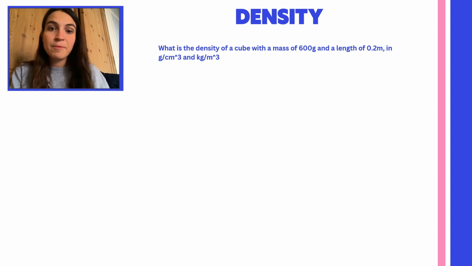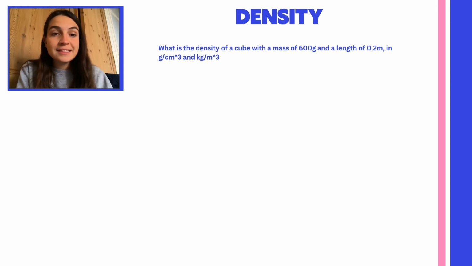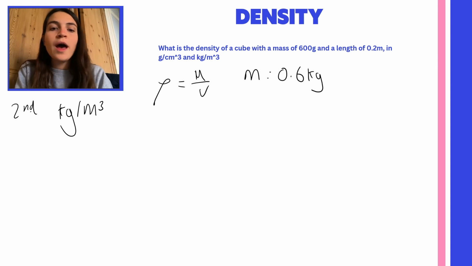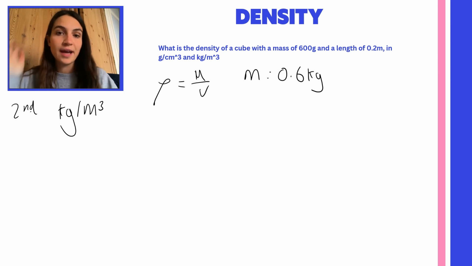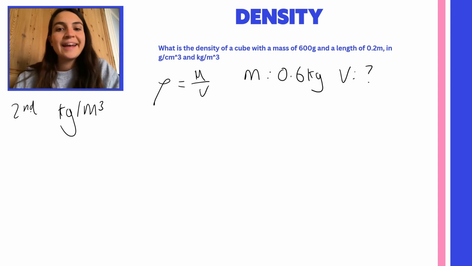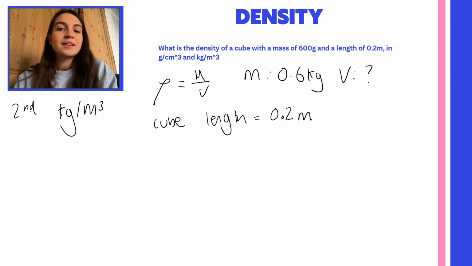Okay, now to do the second part, which was actually to do a similar thing, work out the density of this cube, but this time in kilograms per meter cubed. So I've got my exact same equation as before. This time I need my mass to be in kilograms so that it matches that unit of my density. So 600 grams divided by 1,000 gives me 0.6 kilograms. And now I just need to figure out my volume. This time, the length of my cube I'll leave in meters because I want my volume to be in meters cubed from my density unit.